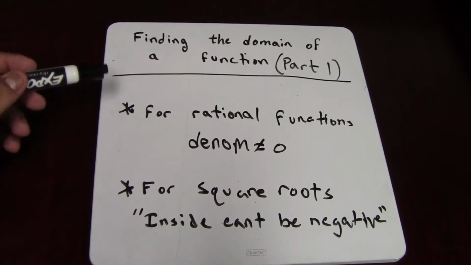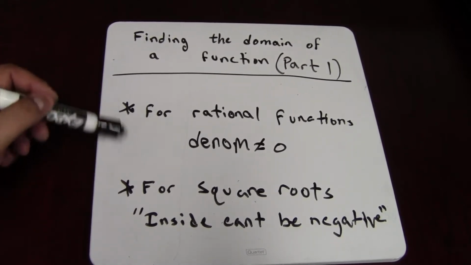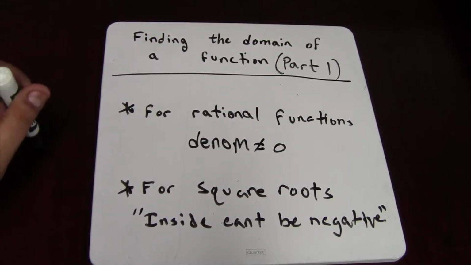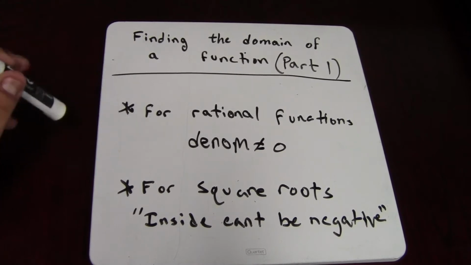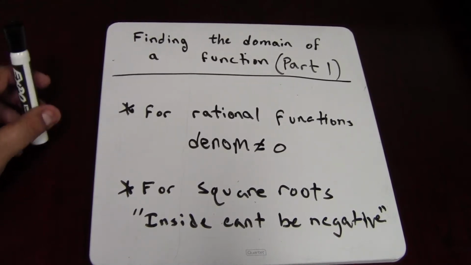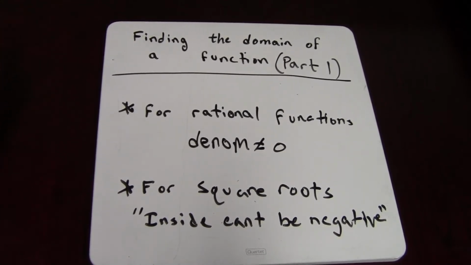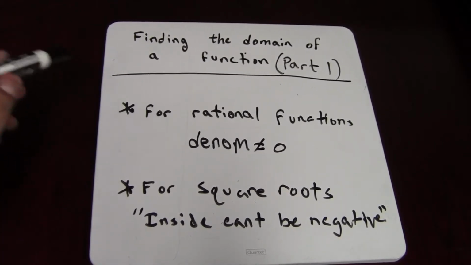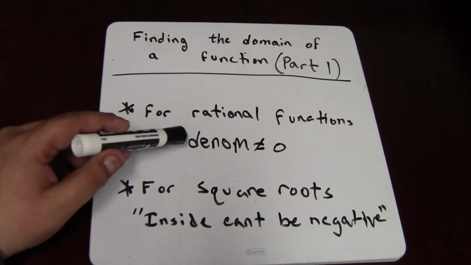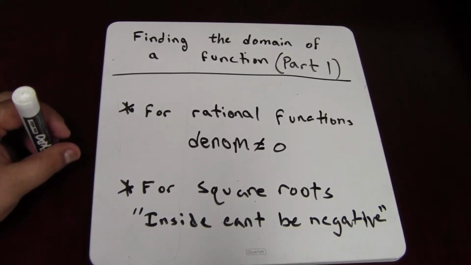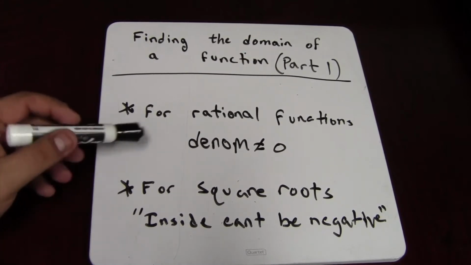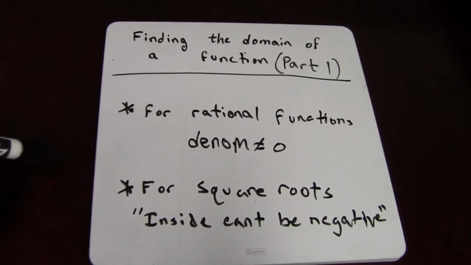I've put down here 2 particularly useful pieces of information involving finding the domain. This first one says that for rational functions, and a rational function is one that looks like a fraction with 2 functions, we do not want the denominator to equal 0. Everything is in the domain with the exception of where the denominator is 0.